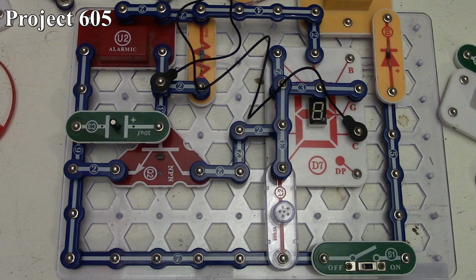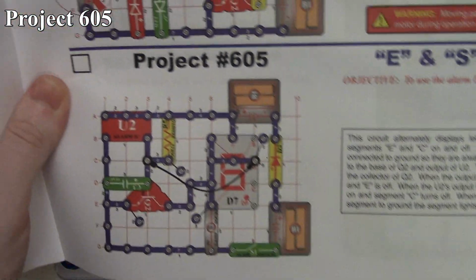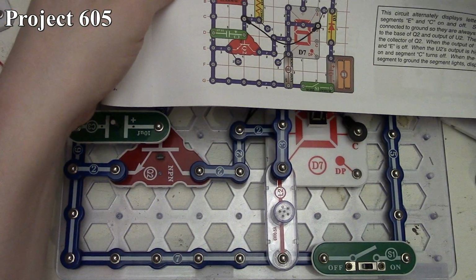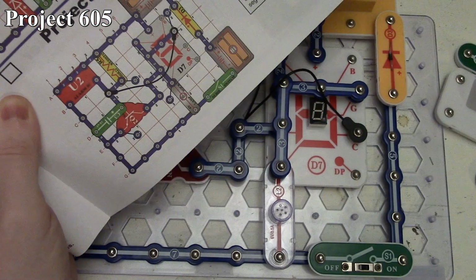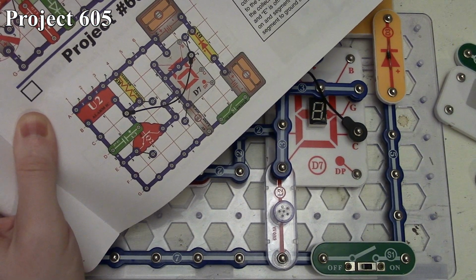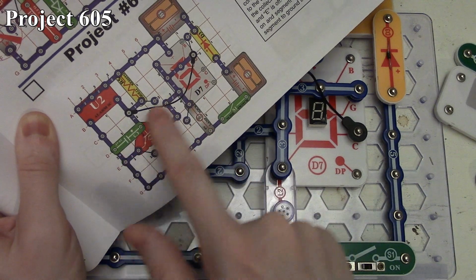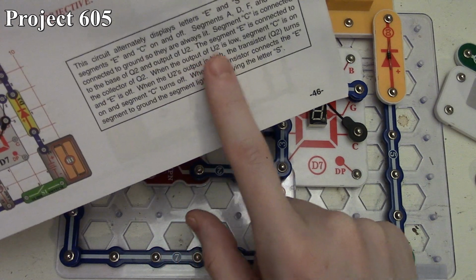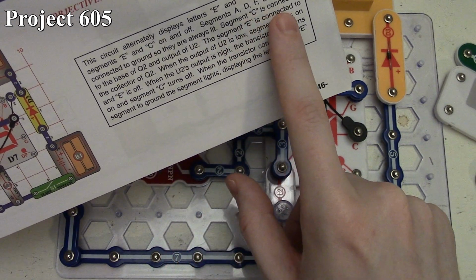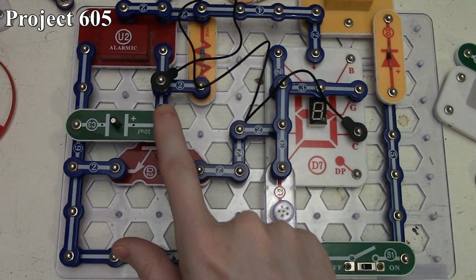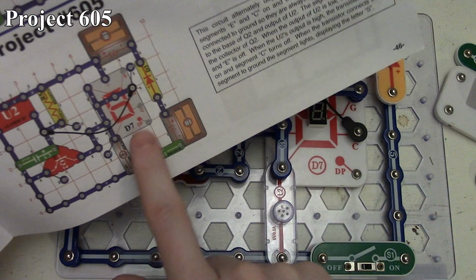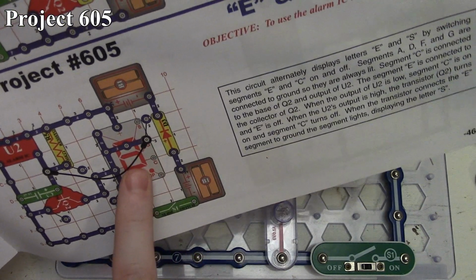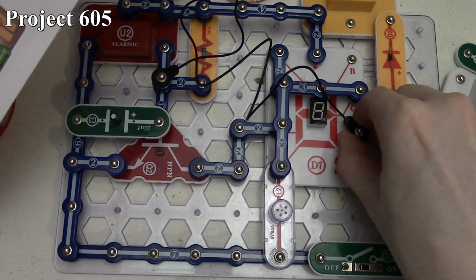Now, I don't know if you noticed or not, but there is actually a mistake on this picture. Can you see the mistake? It's probably a little hard to see here. If you note where they have the snap wire here, the snap wire is actually supposed to be right here, because it says segment C is connected to the base of Q2 and the output of U2. But in the picture, they don't have it connected to C. They have it connected to G above it, like this.